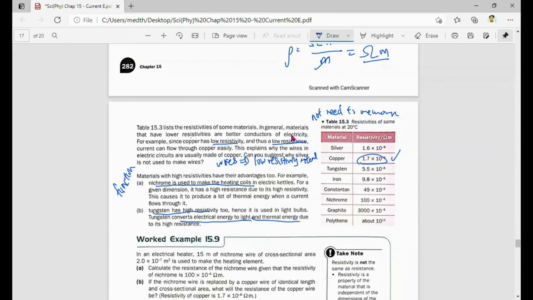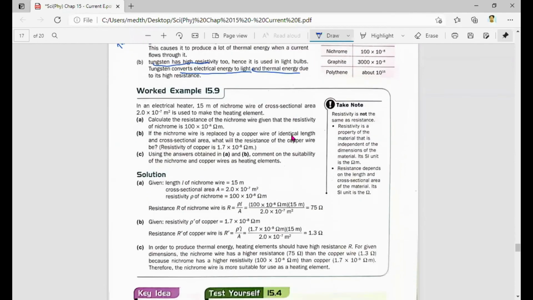Okay, so obviously wires will use low resistivity, but if you want something to heat things up, that means you want heat to be generated, so you get high resistivity, right? Or you want the electrical energy to be converted to light, another form of energy, you can use tungsten. Okay, so that is for resistivity. It's really a property of material that tells you whether it will result in a higher resistance or lower resistance of the metal.